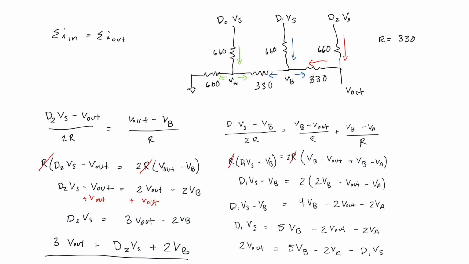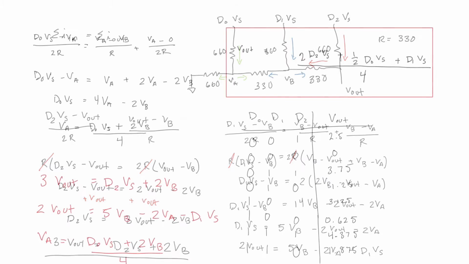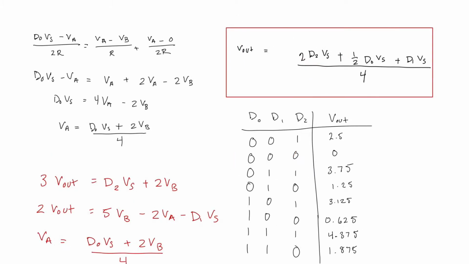To find the output voltages for an R2R DAC, we can apply Kirchhoff's current law to find the governing equations. After solving the system of equations, we find the equation for Vout, and this leads us to find all the values for the inputs of this DAC. We see that 0.625 volts is the least significant voltage.